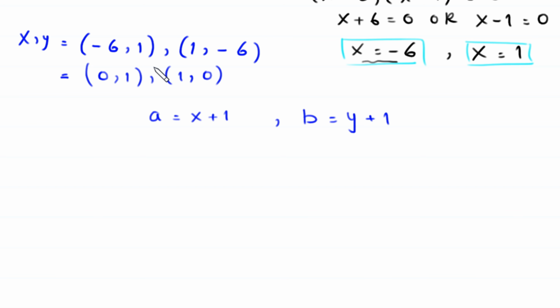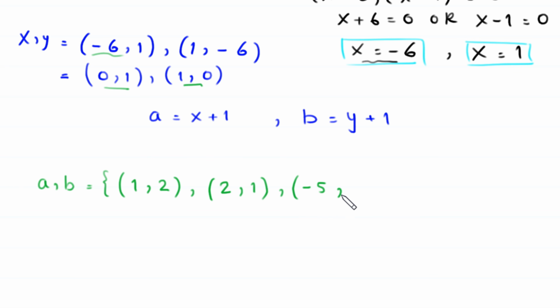So from these pairs we get a comma b is equal to, from this pair we get 0 plus 1 is 1 comma 1 plus 1 is 2, and from this pair we get 1 plus 1 is 2 comma 0 plus 1 is 1, and from this pair we get negative 6 plus 1 is negative 5 comma 1 plus 1 is 2, and from this pair we get 1 plus 1 is 2 and negative 6 plus 1 is negative 5. This is the final answer of this problem.